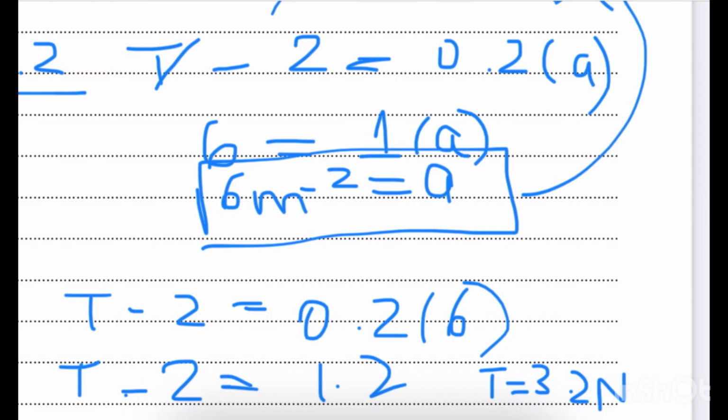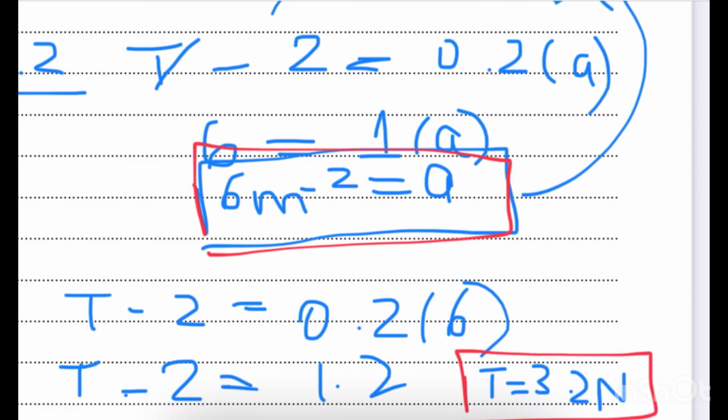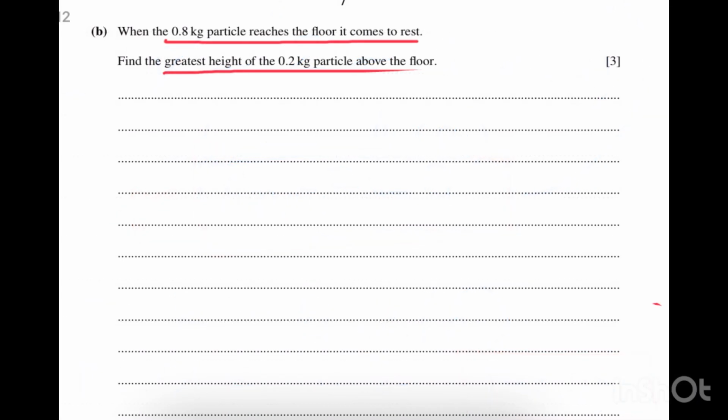So with that, we are done with both the tension in the string as well as the acceleration. For part B, they are now giving us the other part of the journey, which is when the 0.8 kg particle hits the floor. What that is telling us is that both the 0.8 kg particle and the 0.2 kg particle have now traveled a distance of 0.5 meters. Since they both are connected by the same string, they'll both travel the same distance.